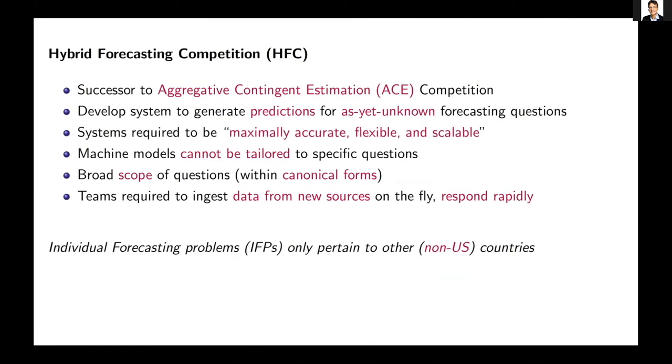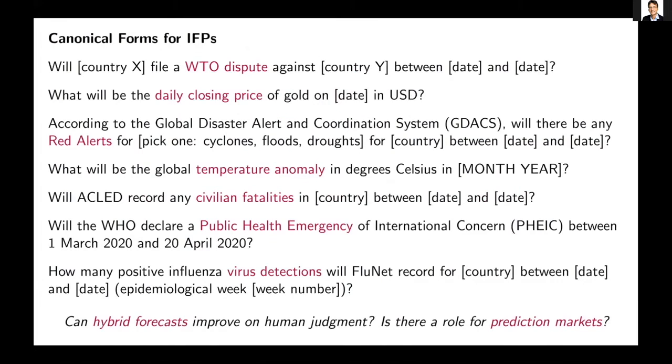And the idea was to have hybrid forecasts that combine machine models with human judgment in some way. But there were severe constraints imposed on the development of machine models. They had to be developed before you knew exactly what the questions they would be used for were. So the models could not be tailored to specific questions like elections or disease prevalence, and they had a broad scope of preference. And I have to add that all IARPA questions pertained only to non-US countries. That's the scope of the grant.